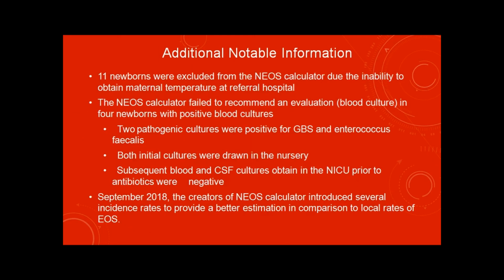In addition, you have to have the maternal temperature and intrapartum temperature, and from some of the outlying facilities, it was a task to get that information. Now, there were a couple of cases where the calculator failed to recommend an evaluation, so a blood culture, and 4 newborns with positive cultures. 2 of them were contaminants, and of the other 2, one was GBS and one was Enterococcus.